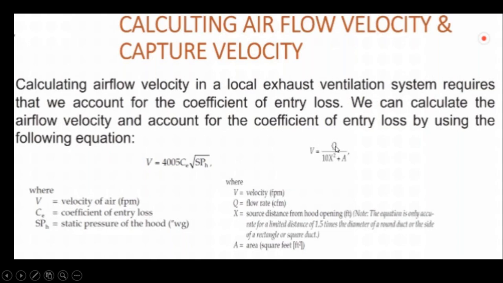Now we see a case. For example, at this surface a contaminant is being generated, and here our hood is located at some distance X from the contaminant source. Then the capture velocity we will need is equal to Q over 10X squared plus A. Here, Q is flow rate, X is the distance of the hood from the source of contamination, and A is area in square feet. This formula is mostly applied in that scenario.